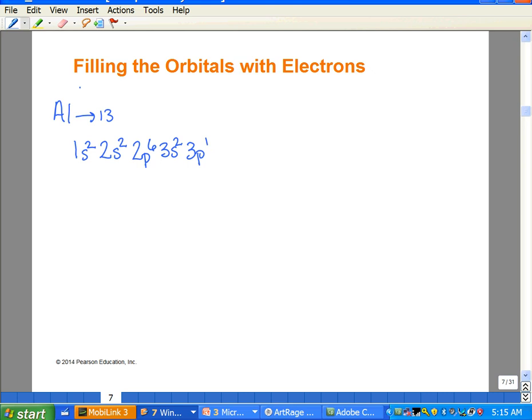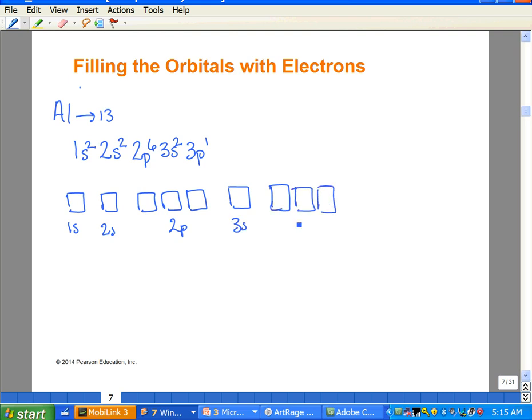Now let's draw our orbital diagram for that one. So some people draw boxes. I kind of like to draw blanks because it takes less time. So we know what energy levels they're going to occupy: 1s, 2s, 2p, 3s, and 3p. Remember, s has 1 orbital, p has 3, d has 5, f has 7.